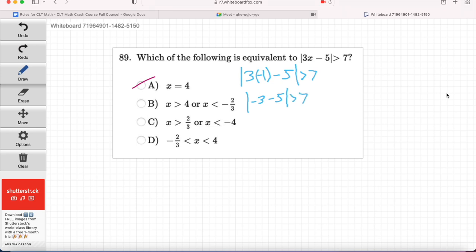Good. Okay, what's the absolute value of negative 8? 8. Is 8 greater than 7? Yes, it is. Absolutely. So it looks like answer choice B works. We could possibly stop here.